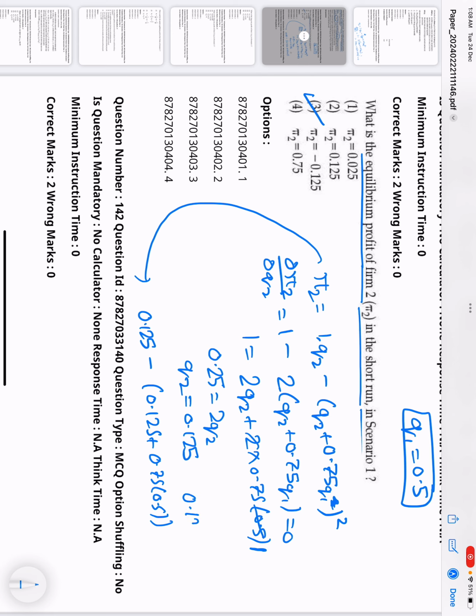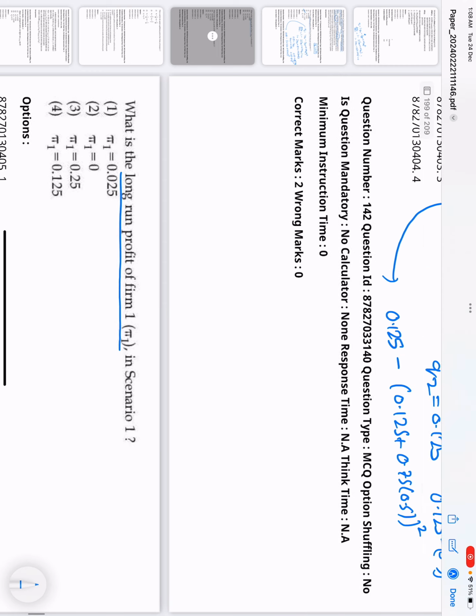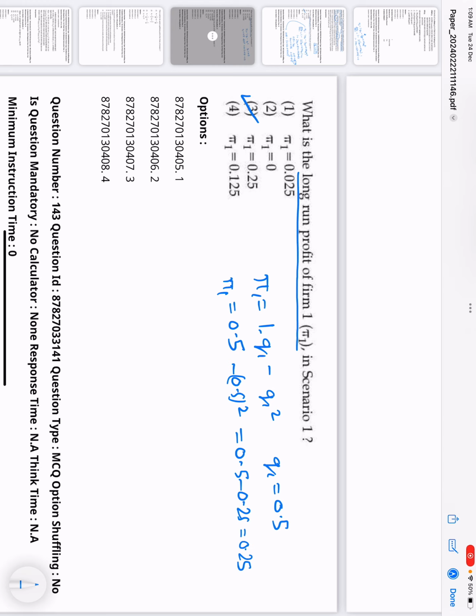So minus 0.5 square. So we are having 0.125 minus 0.25, which is minus 0.125. So the answer is this. Now, what is the long run profit of firm 1? If you are talking about firm 1, quantity is Q1, profit of 1 is 1 into Q1 minus Q1 square, and we found Q1 was coming out to be 0.5. So it is 0.5 minus 0.5 whole square. So it is 0.5 minus 0.25, which is 0.25. So the answer is 3.